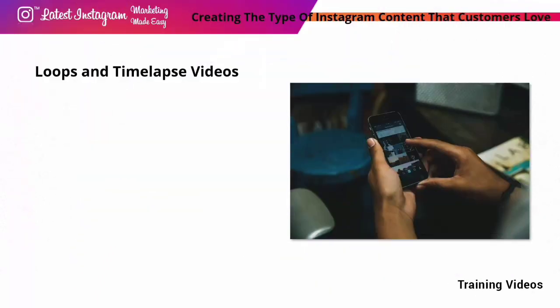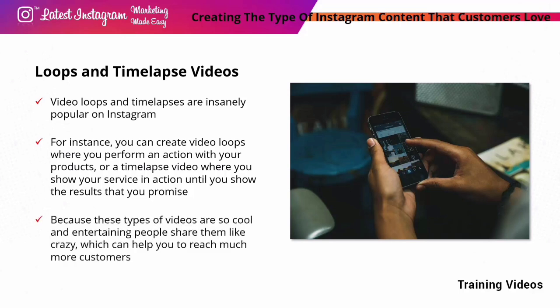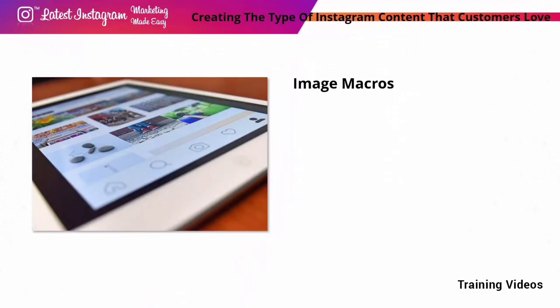Loops and time-lapse videos. Video loops and time-lapses are insanely popular on Instagram, and lots of brands use those formats to give a different spin to their marketing campaigns. For instance, you can create video loops where you perform an action with your products, or a time-lapse video where you show your service in action until you show the results that you promise. Because these types of videos are so cool and entertaining, people share them like crazy, which can help you to reach much more customers.